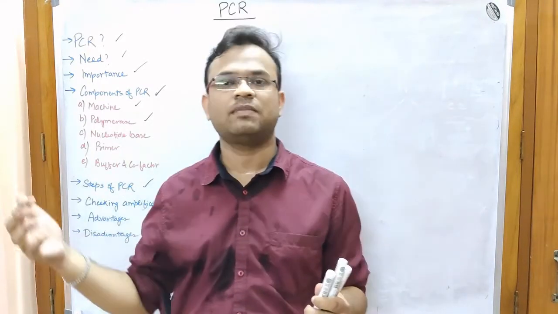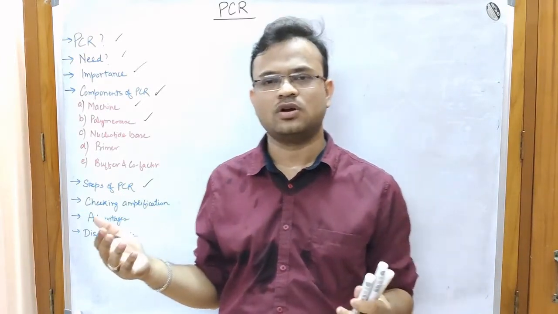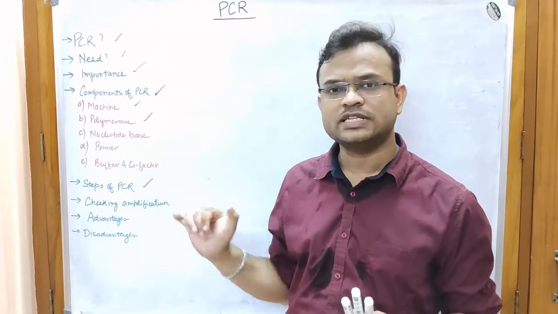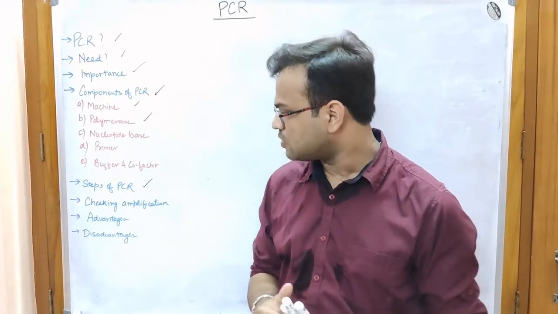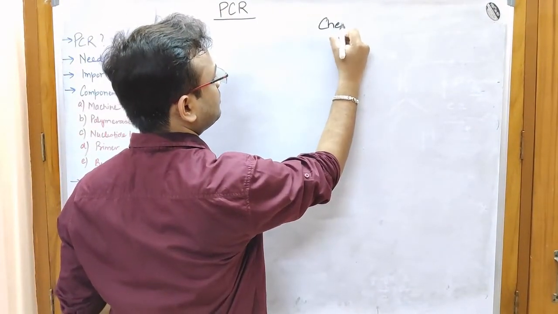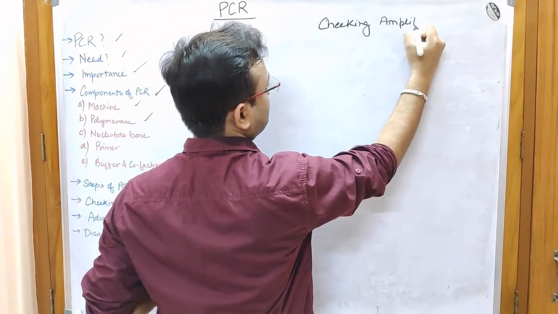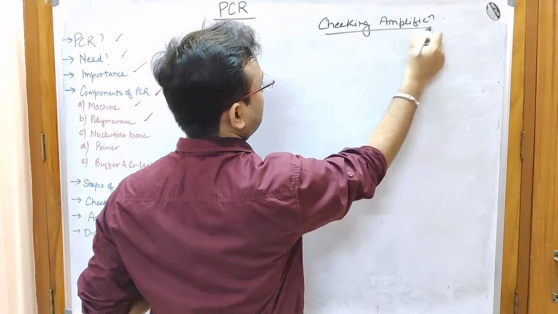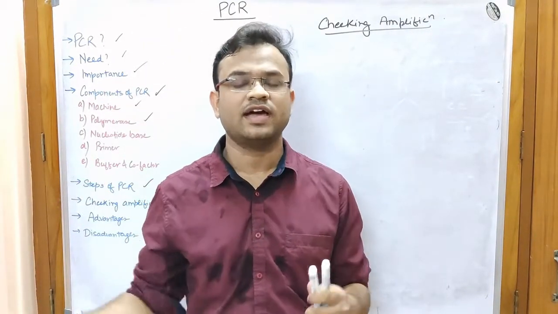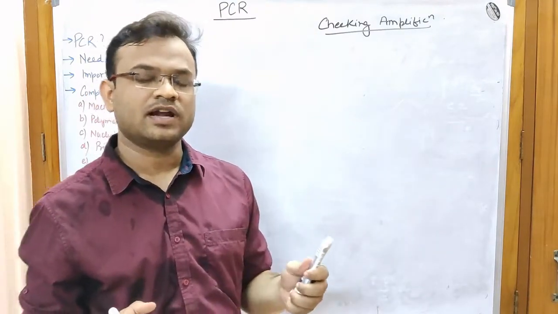Okay, you can enhance that by using different polymerases, or by modifying your program to some extent, right? So we have talked about the steps of PCR. Now let us talk about checking amplification. How can you check whether the DNA that you wanted to amplify has actually been amplified or not? You can do that by running a gel.